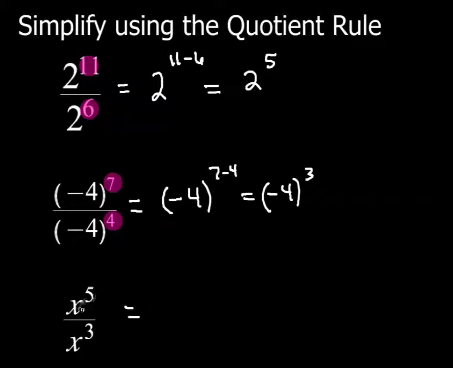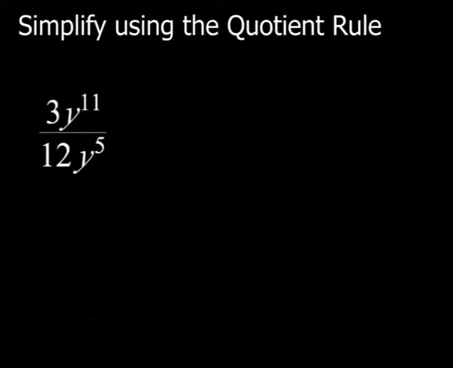And then on this one here, we have x to the 5th over x cubed, and I'm sure you can probably do that one mentally now. X to the 5th over x cubed would give you x to the 2nd power. Boom, shazam, we're done with that junk. Now, let's get into 3 other problems for you. Here's the first one. 3y to the 11th over 12y to the 5th.